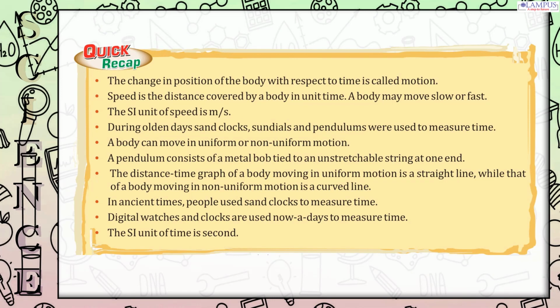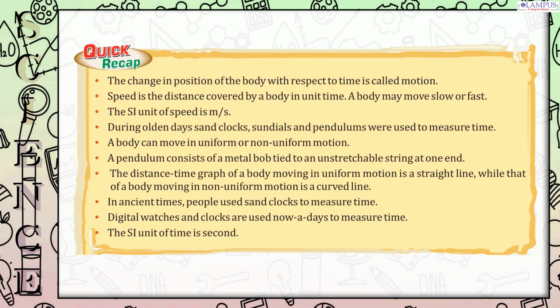Quick recap. The change in position of the body with respect to time is called motion. Speed is the distance covered by a body in unit time. A body may move slow or fast. The SI unit of speed is meter per second. During olden days, sand clocks, sundials and pendulums were used to measure time. A body can move in uniform or non-uniform motion.